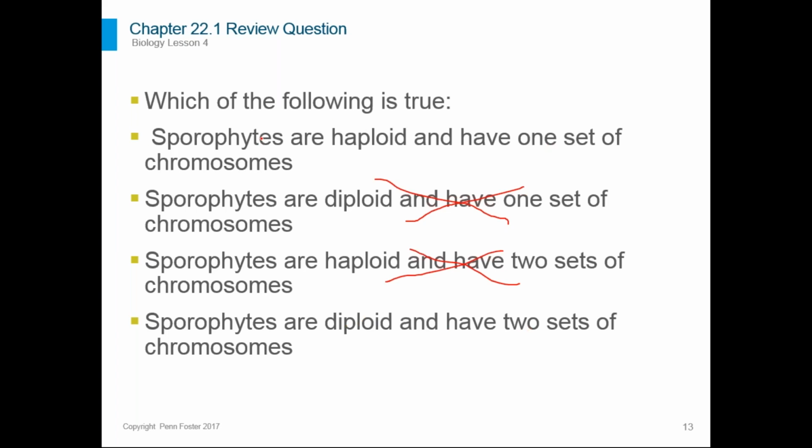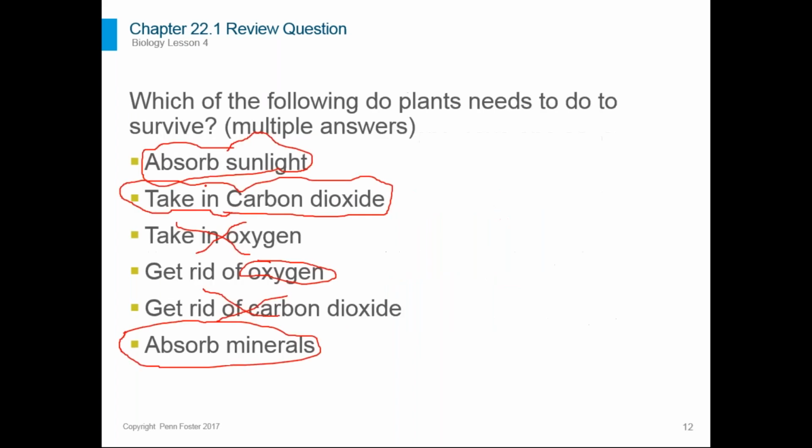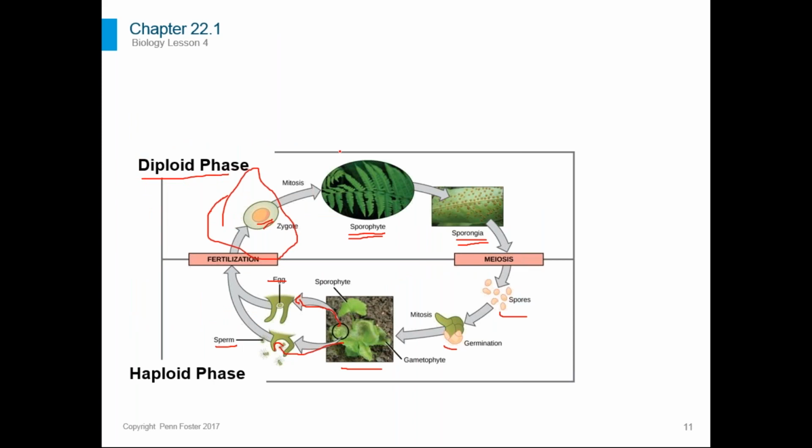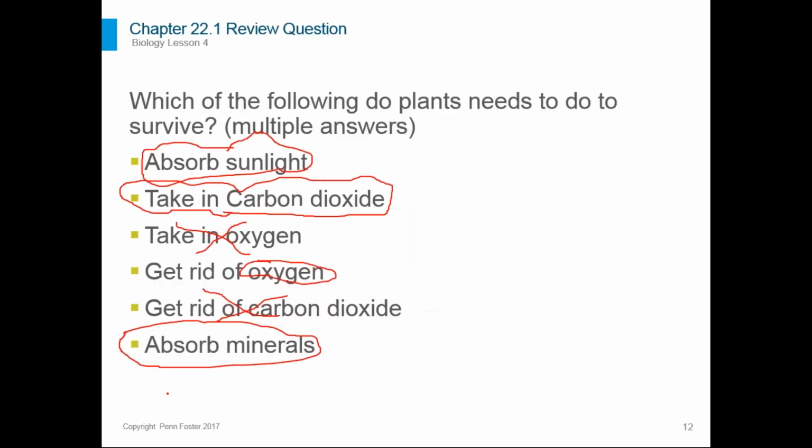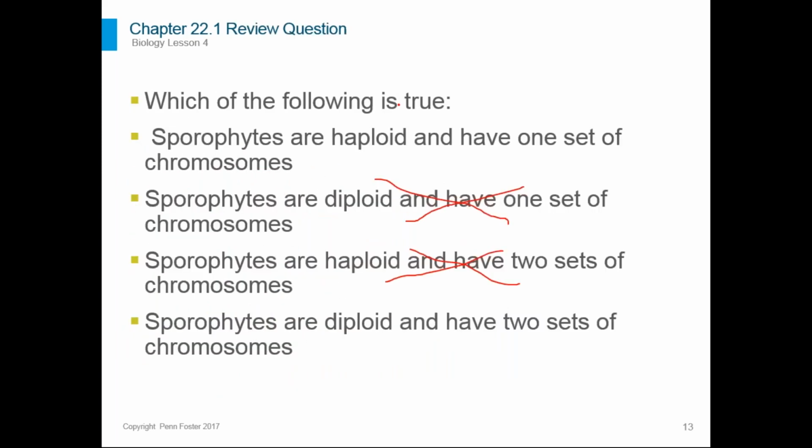So then what are sporophytes? So the question is, are sporophytes haploid or are they diploid? Let's look back at our diagram from a few slides ago. The sporophytes have two sets of chromosomes. They're diploid. And the gametophytes down here are the haploid ones. They only have one set. All right, so our final answer is this one. Sporophytes are diploid, and diploid plants have two sets of chromosomes.